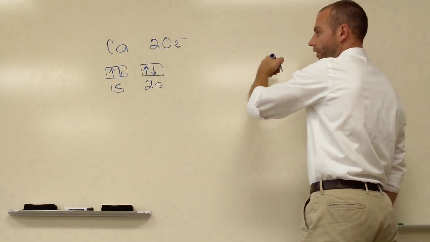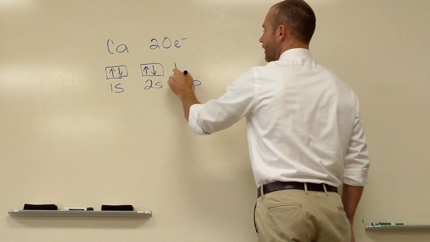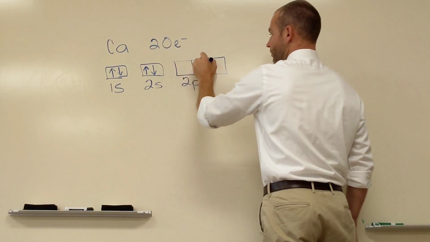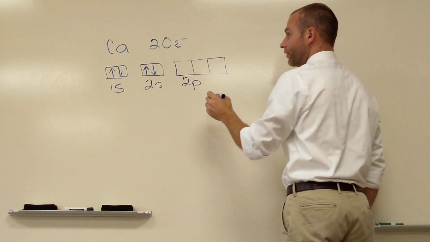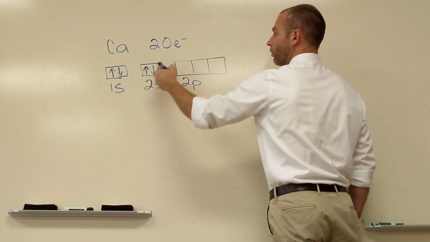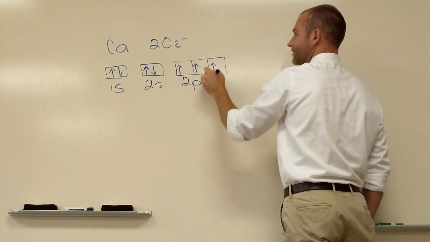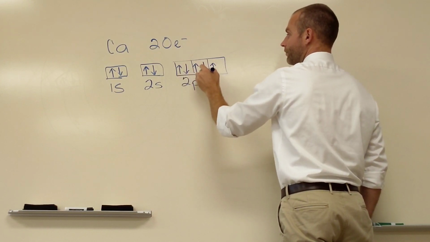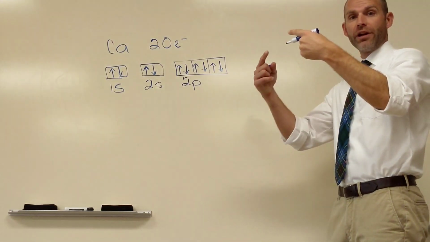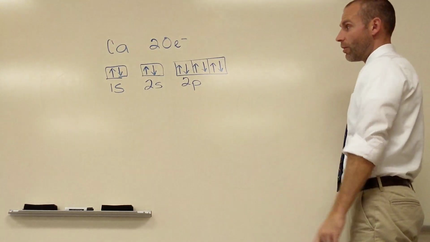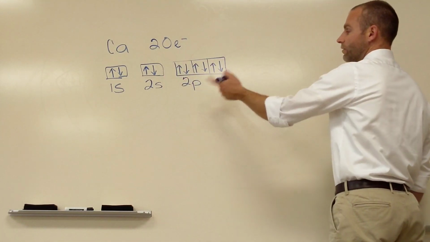Going across the periodic table, we hit the 2p next. P sublevels have 3 orbitals, so I'm going to draw 3 boxes, paying attention to the order in which I fill them. We've got our 4 electrons. Here's our 5th, 6th, 7th, 8th, 9th, and 10th. Remember, you have to put 1 electron in each of those boxes before you go back and give it a partner. So that takes care of the first 10 electrons, and we still have 10 more to go.